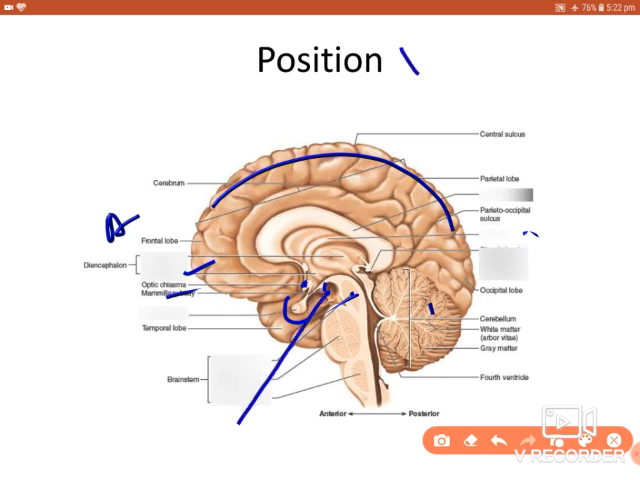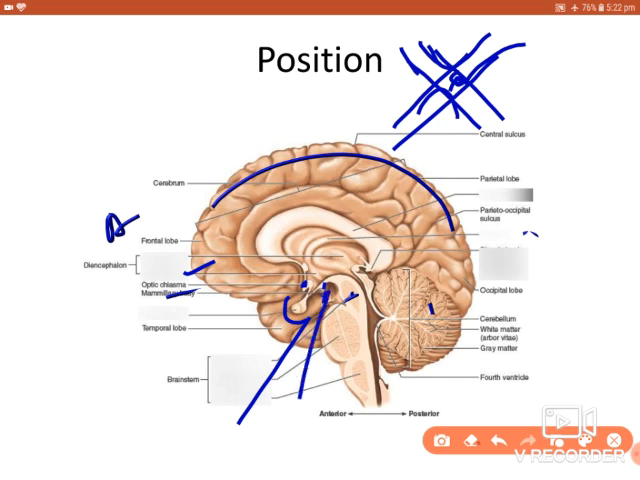The optic chiasma is where the optic nerves cross. Then the mammillary bodies are paired nodular structures that form part of the limbic system, which is part of reflective memory.